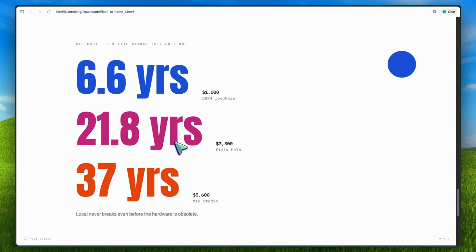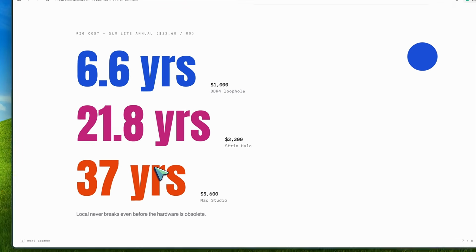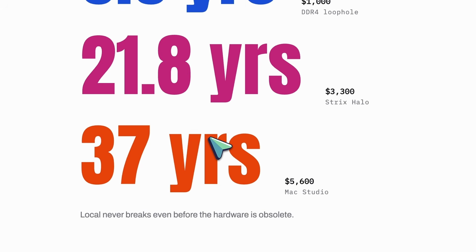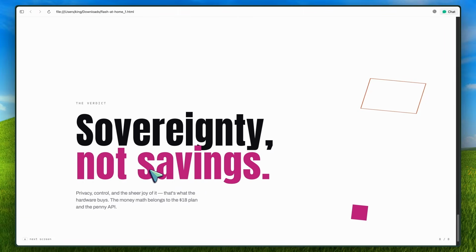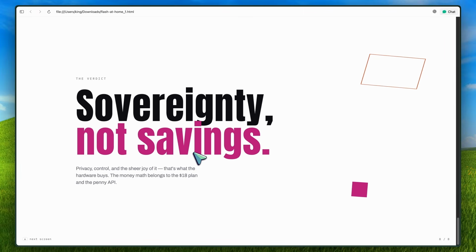And while the subscription serves you the full fat model at data center speed instead of a 2-bit quant at 8 tokens per second. So, on pure economics, this is not even a fight. The subscription wins, the API wins even harder for light users, and local basically never breaks even before the hardware is obsolete. So why would anyone run it locally?